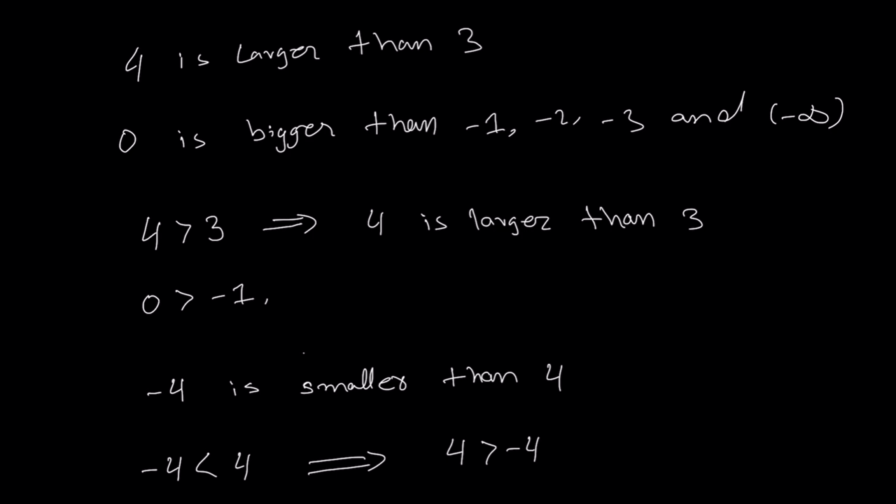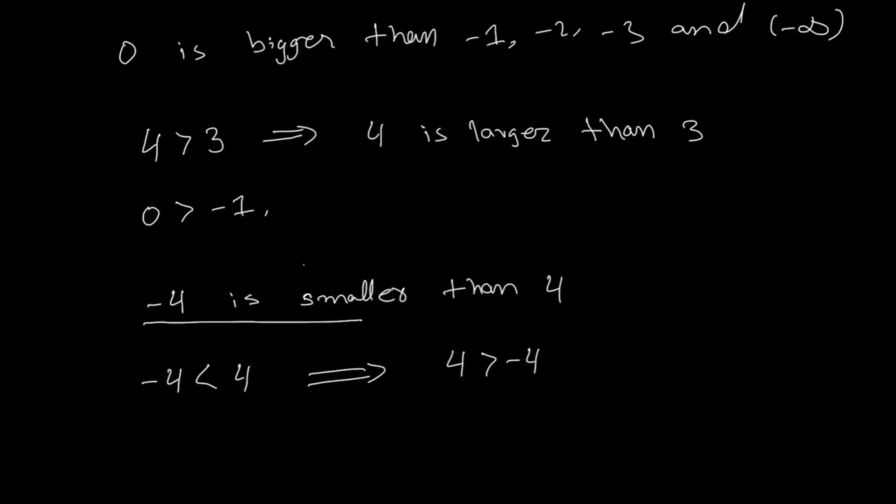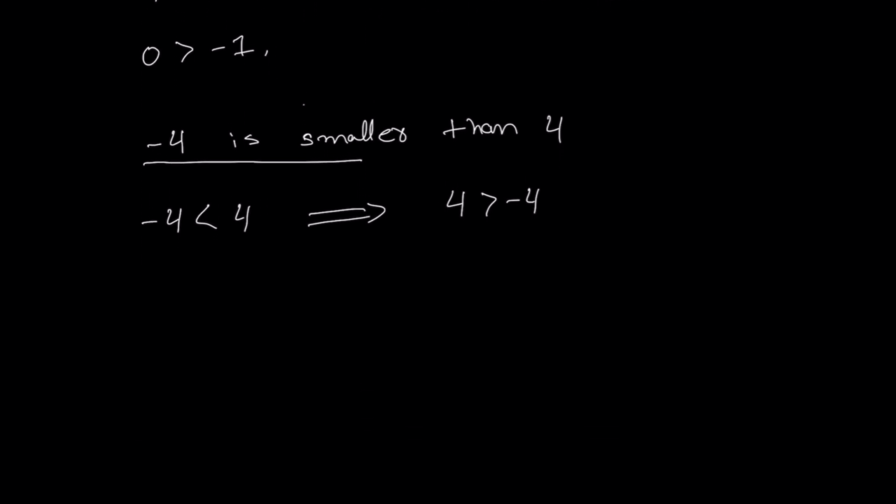As we said earlier at the beginning of this video, there is no exact rule for what to do, but we usually go by the written order. So we say negative 4 is smaller than 4. We will start from left to right: negative 4 is smaller than number 4, or 4 is larger than negative 4. That's how we have to remember them.